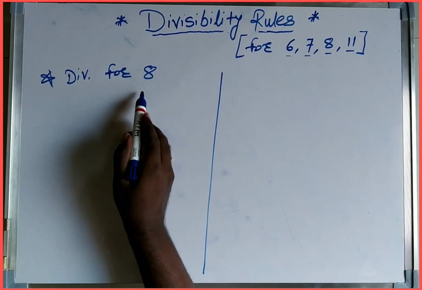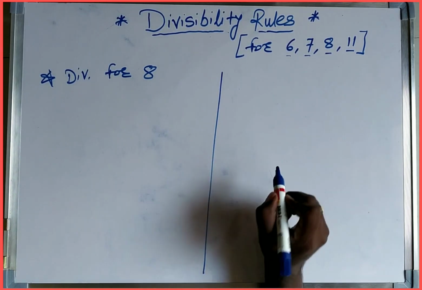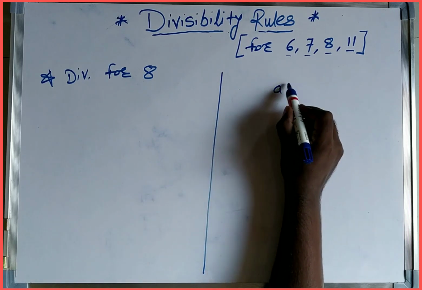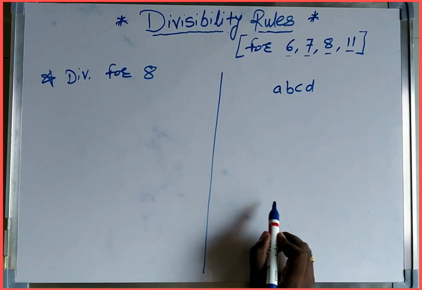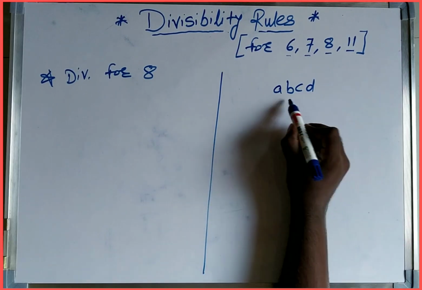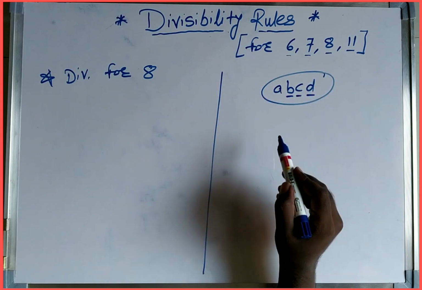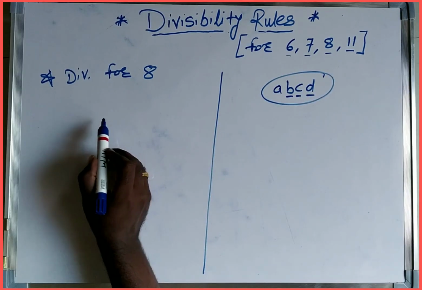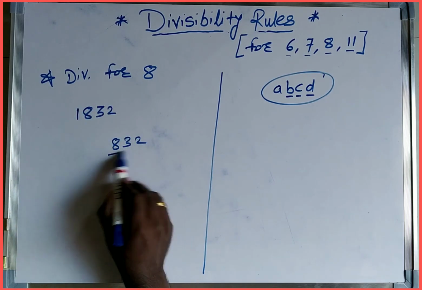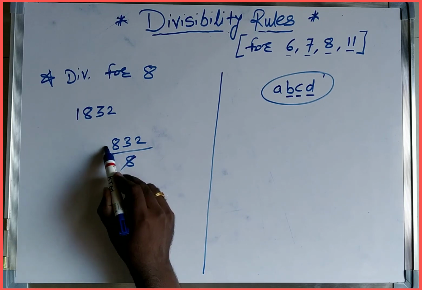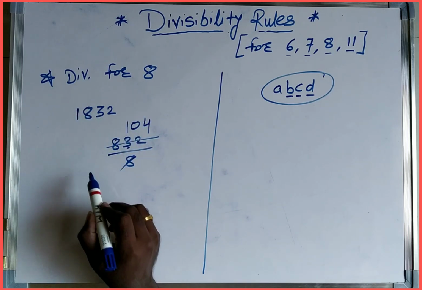Now we will discuss the divisibility rule for 8. The divisibility rule for 8 says that if a number is ABCD, a 4-digit number, we check whether BCD is divisible by 8. If BCD is divisible by 8, then the whole number is divisible by 8. Now we will take an example, 1832. Take 832 and divide it by 8. 8 1s are 8, then 3, 0, and 8 4s are 32, meaning the whole number is divisible by 8.